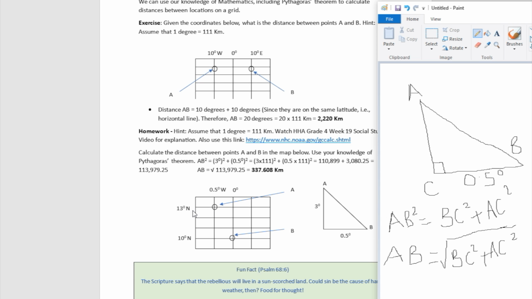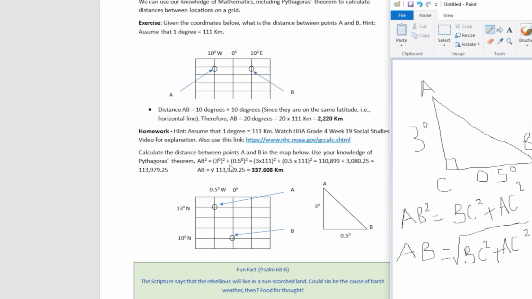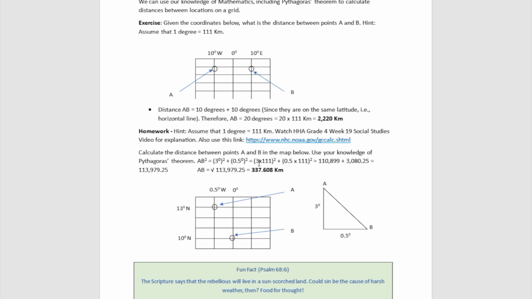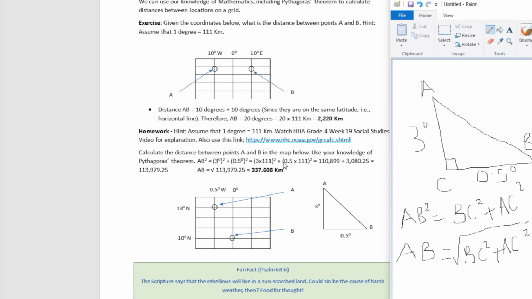Then what about here? Well, the latitude of point A is 13 degrees north. The latitude of point B is 10 degrees north. So the distance vertically between points A and B literally will be 3 degrees, like that. All right. So to translate all of this to mathematical numbers we can work with, we're going to convert degrees to kilometers, right? And we know that 1 degree is equivalent to 111 kilometers. So how do we do this? You're going to say 3 multiplied by 111, squared, plus 0.5 multiplied by 111, squared.